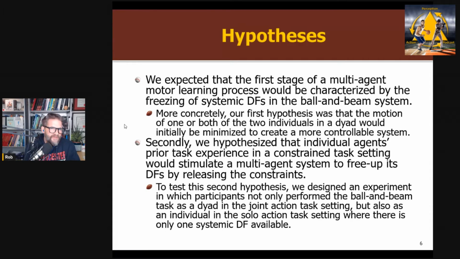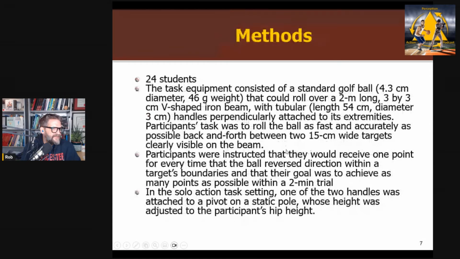Okay. So they've already experienced the freezing task. Maybe they would be quicker to free degrees of freedom once they move to the joint task. Okay. So that's the basic hypothesis. As I said, it's a very interesting extension of Bernstein's theory.